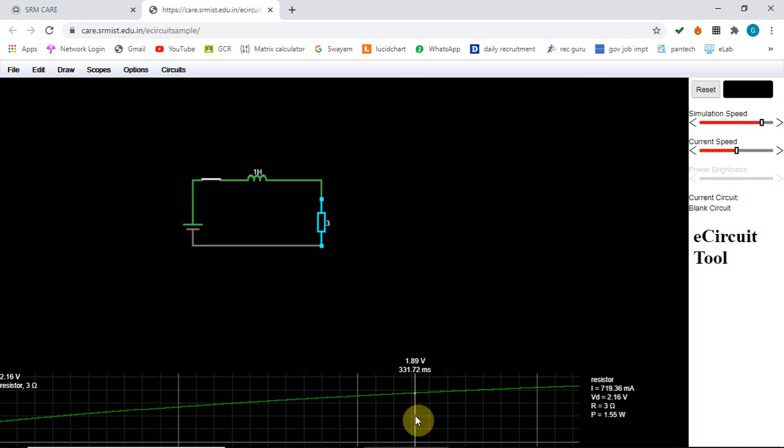It's 332.04 millisecond, which is equal to 0.33 second. So what do you infer from this? At t is equal to tau, the response reaches 63.2% of its final value.